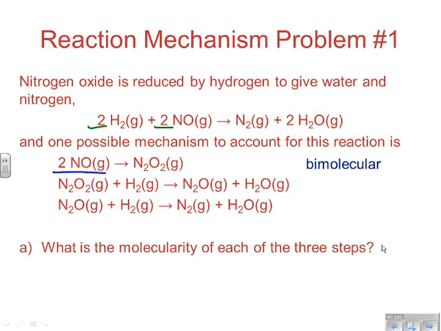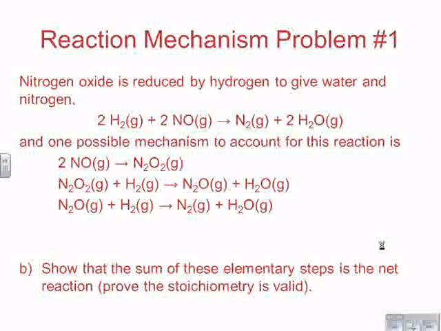The second and third steps are easy to see. We have 2 substances reacting. 2 things are colliding. They're both bimolecular. So for A, what's the molecularity of each step? In this case, they all happen to be bimolecular. That first one was a little bit tricky to see, though.